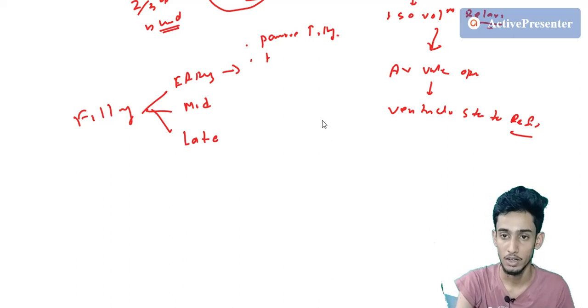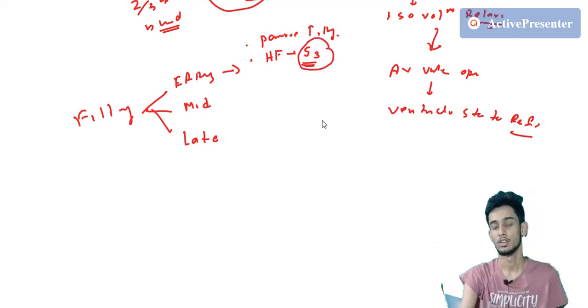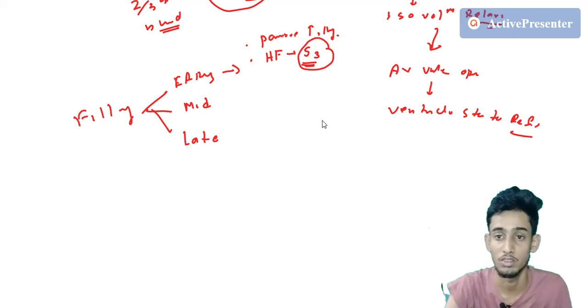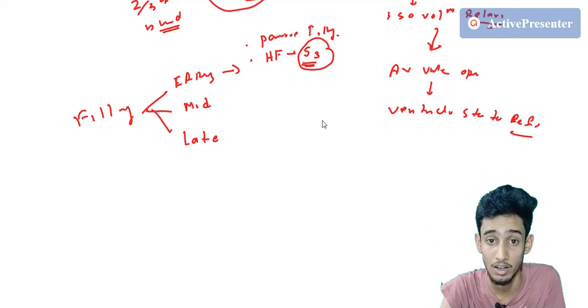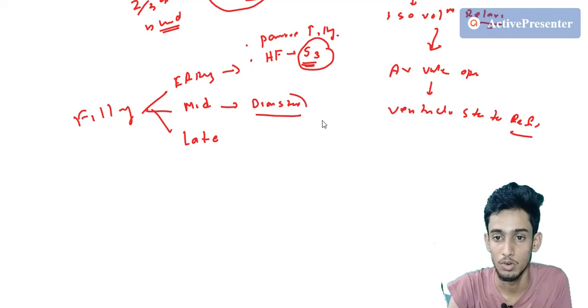In the case of heart failure, S3 is for this phase. A huge amount of blood comes from the atria to the ventricle in the case of heart failure, and we can easily auscultate the sound of S3. This is the harsh sound due to the blood flow in the early phase of filling. Mid phase, this is diastasis. In this phase, no blood is coming from the atria.